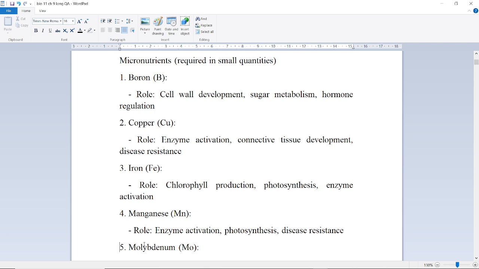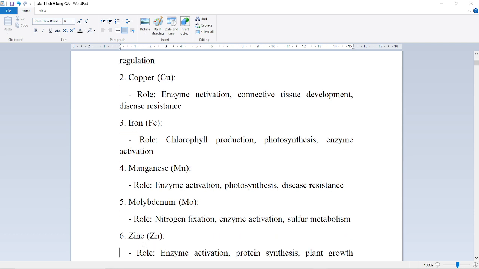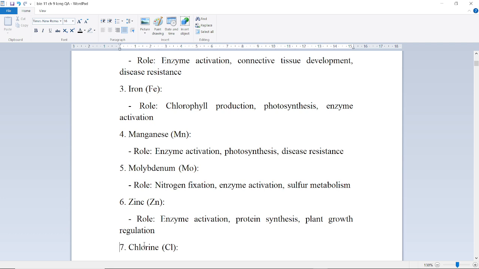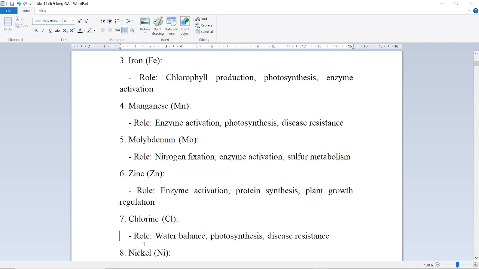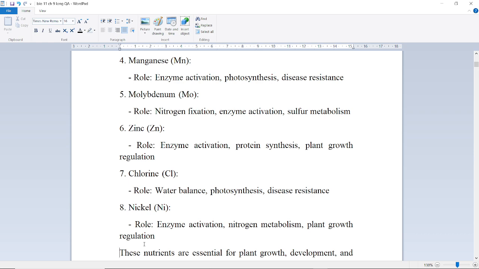Next is manganese, enzyme activation, photosynthesis, and disease resistance. Next is molybdenum. Its role is in nitrogen fixation, enzyme activation, and sulfur metabolism. Next is zinc. Its role is in enzyme activation, protein synthesis, plant growth and regulation.